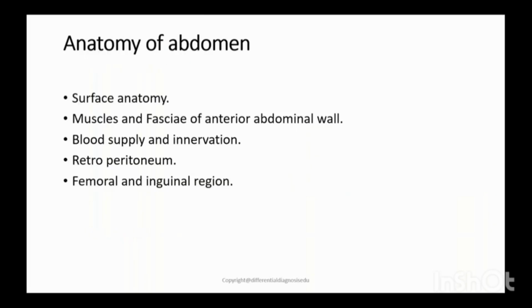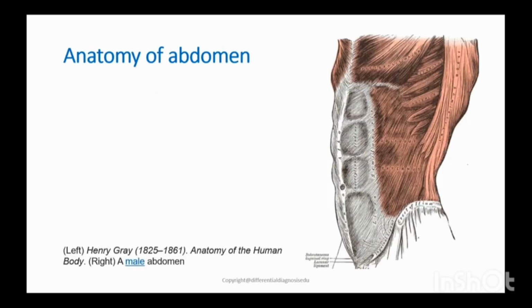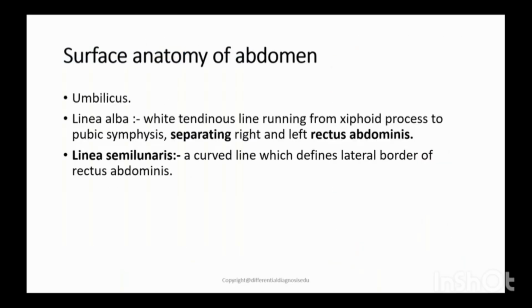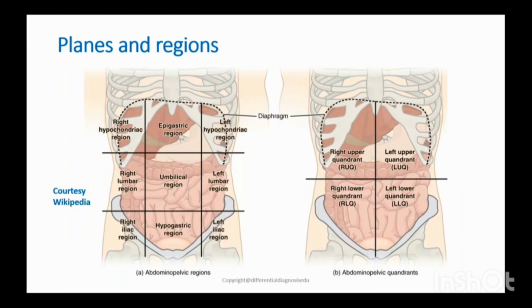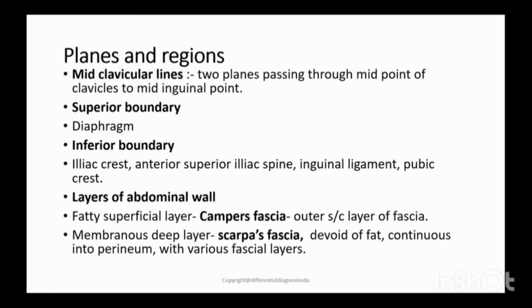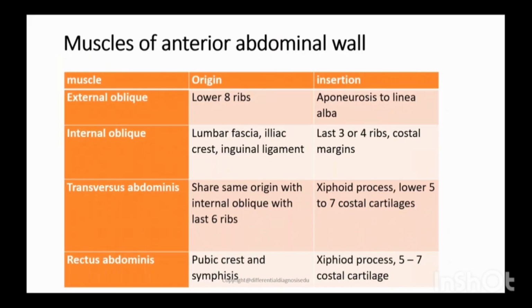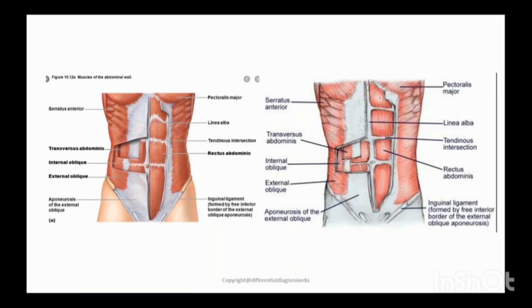Anatomy of the abdomen, we don't have to go. It's just for your reading. It is included in the content, but you can read it once, but I will not go over anatomy in detail. The regions we all know, 8 regions, pretty basic. Planes, how different planes divide and convert them into regions. Muscles of the anterior abdominal wall: external oblique, internal oblique, transversus abdominis, rectus abdominis. You guys can read it yourself. Origin, insertion, there is no concept you need for that.